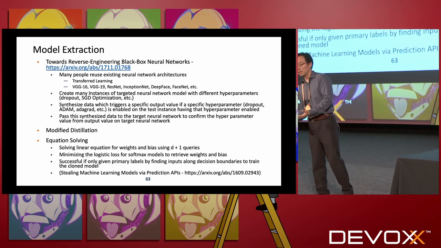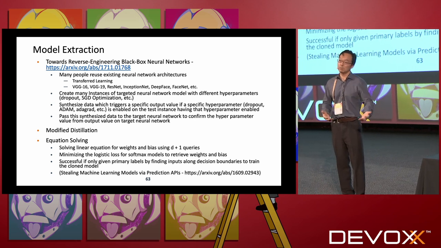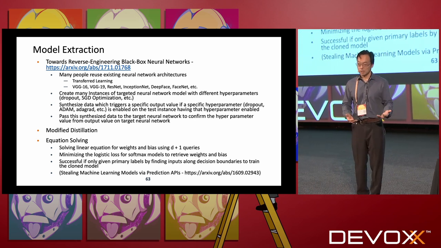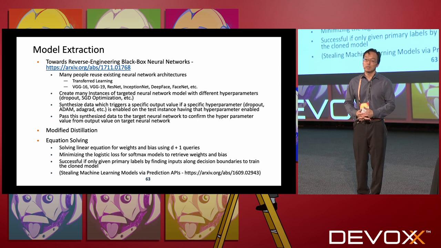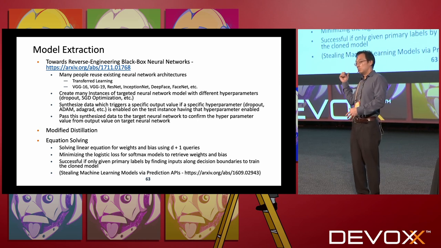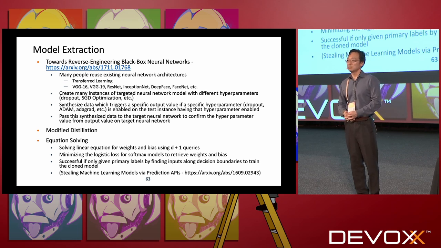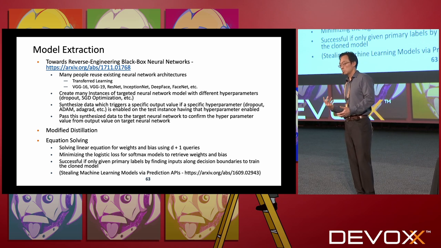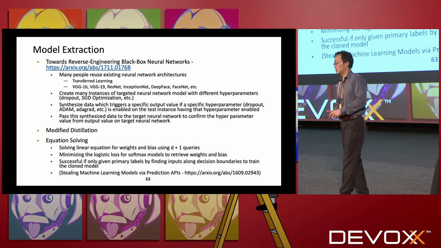So we talked a little bit about this when we were talking about creating black box adversarial samples. Does anyone have an idea of how we would basically extract someone's model or steal someone's model? What is the requirement? What do we need for them to provide?